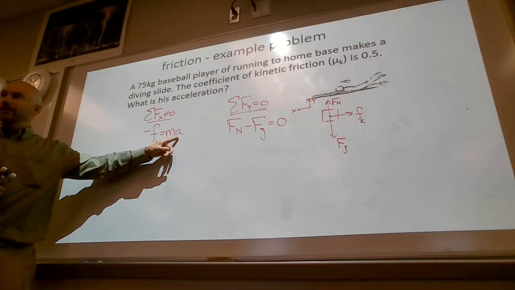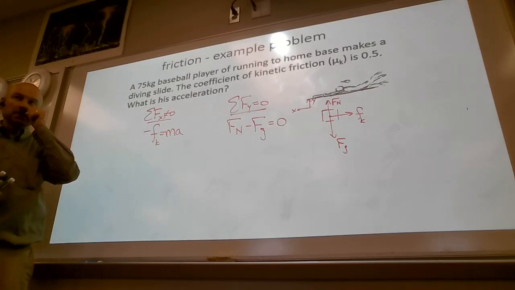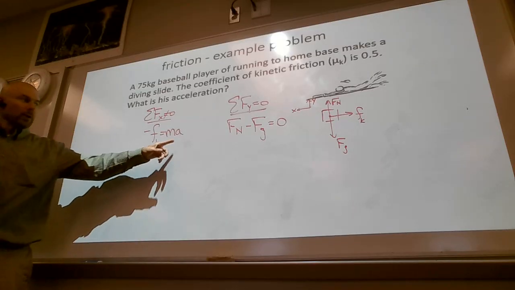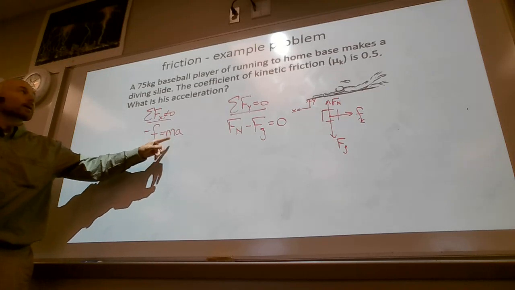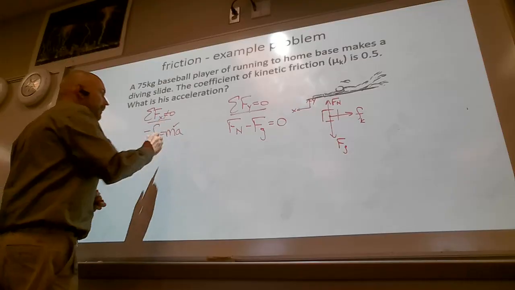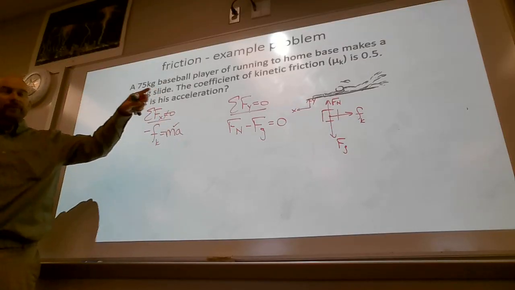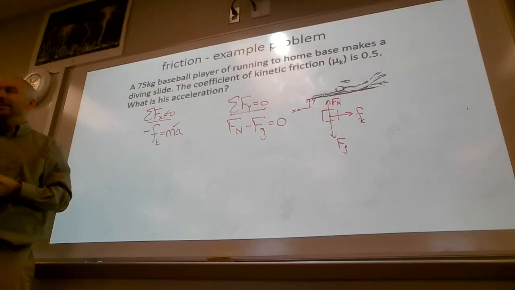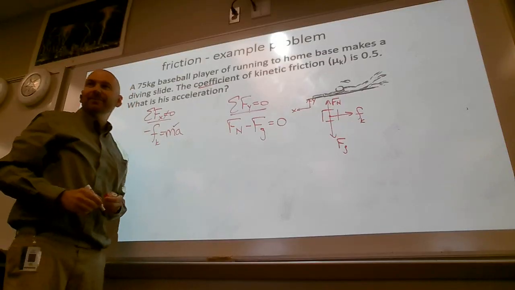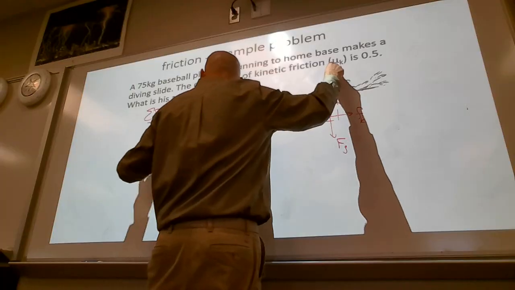Looking for acceleration. So if I know my mass and my friction, I'm golden. Yes? Do I know my mass? Yes, 75 kilograms. Okay? Do I know my friction? Yes. So 0.5. Careful. You're given a coefficient. That's this thing, not this thing.